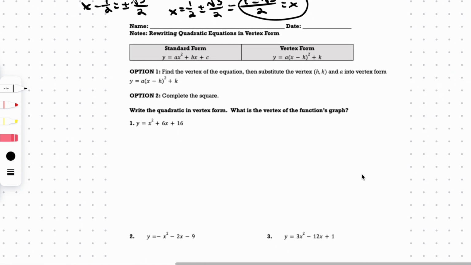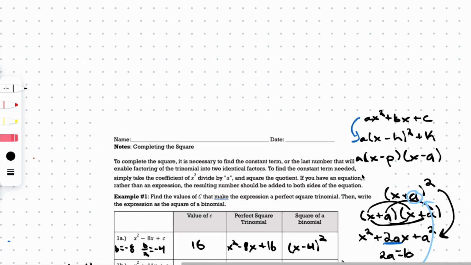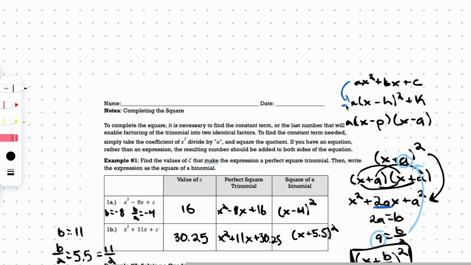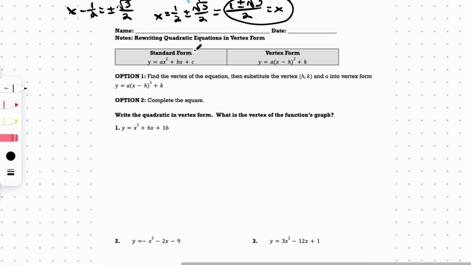Now let's go on to rewriting equations in vertex form. So in the very beginning of this lecture, I talked about how completing the square is going to be helpful going from standard form to vertex form, right, which we see here. So what we want to do is complete the square of our quadratic in standard form. And then I'll show you how that leads to an equation now in vertex form.